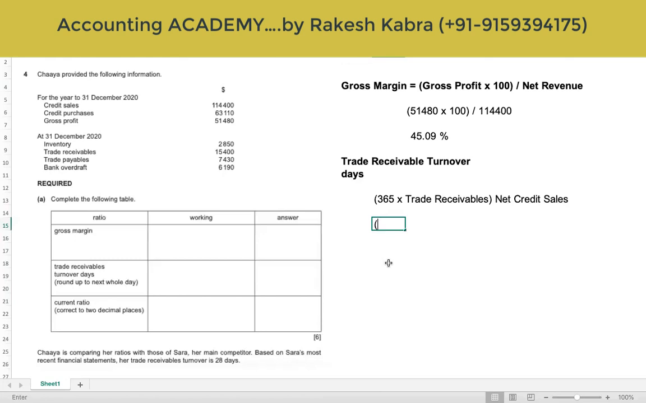So now let me put the data. 365 multiplied by the amount of trade receivable given on the last date, 15,400, and divided by net credit sale, 114,400. Now let me calculate 365 multiplied by $15,400 and divided by $114,400. So it is coming 49.13, or we can say 50 days.